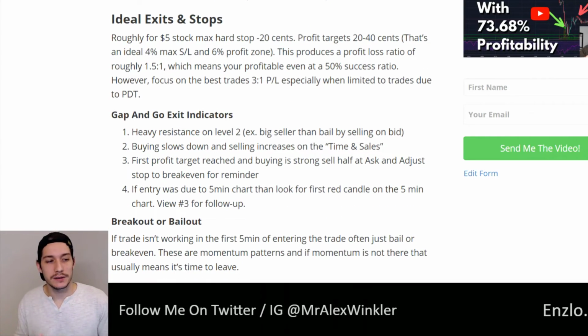So let's talk about some of these ideal exits and these ideal stops. I'm going to continue using the $5 stock just because it's pretty easy to talk about. What Ross talks about a lot, and I've seen it again and again in his trading, and I've started to implement it in my trading, and that's how I've been able to reduce my losses, is he usually has a max hard loss of about 20 cents. And then he looks for profits around 20 to 40 cents. Now that's roughly an ideal 4% max stop loss and anywhere between a 4 and 8% profit zone. So yesterday we had a 7% profit and today we had roughly a 3.7% loss. So we are perfectly falling into this zone.